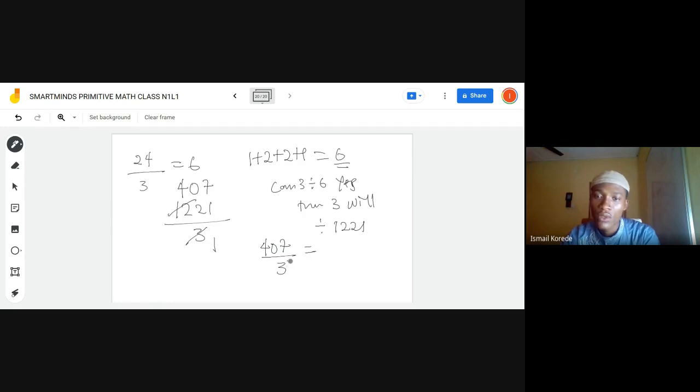So 3 here, 1. 3 in 4, that's 1. Remainder 1. 3 in 10, that's 3. Sorry, 3, not 9. 3. Remainder 1. 3 in 17, that's 3 times 5, 15, 5. Remainder 2. You can see it has a remainder.